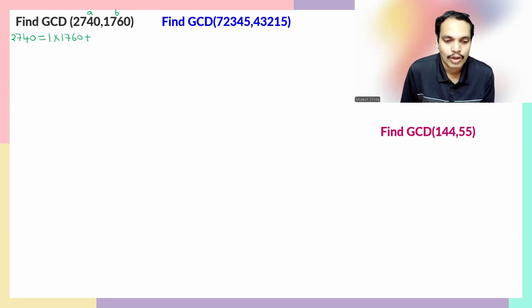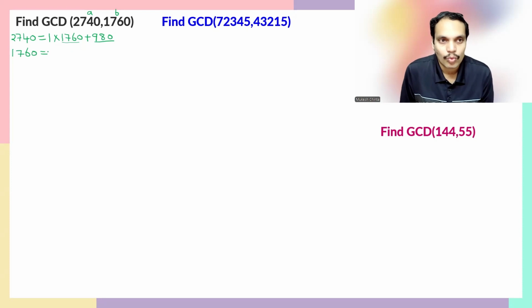So 2740 minus 1760 comes to 980. So this is my remainder. Now, as I told you, because I have a non-zero remainder, I have to continue this process. This becomes my A now. So 1760 is equal to, you have to divide 1760 by 980. Once again, what do you get? 1 as quotient. 1 into 980 plus the remainder, which is 1760 minus 980.